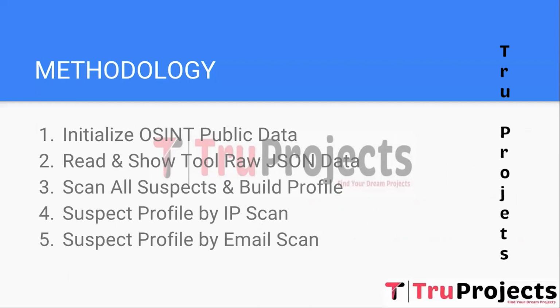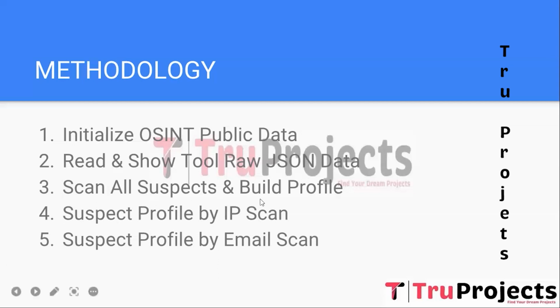The first module is Initialize OSINT Public Data. In this module, the system initializes the OSINT public data that will be used for scanning and building the criminal profile. The second module is Read and Show the tool raw JSON data. In this module, the system reads and retrieves the raw JSON data from the OSINT publicly available dataset. The JSON format allows for organizing the storage of information about suspects or criminals, including their email IDs, contact numbers, and business details. The system then displays the extracted data for further analysis and processing.